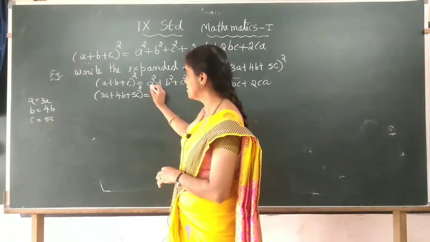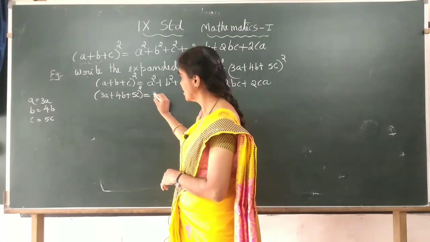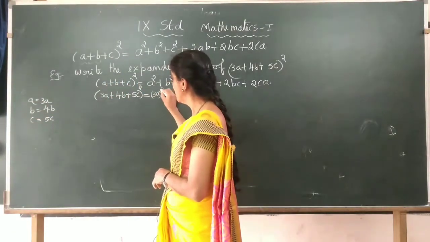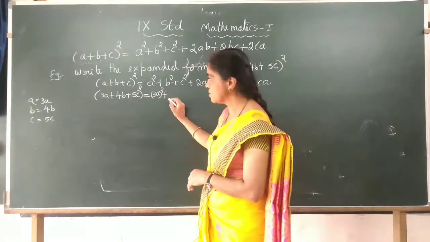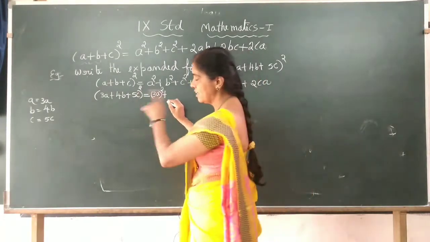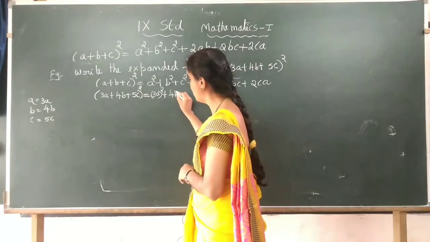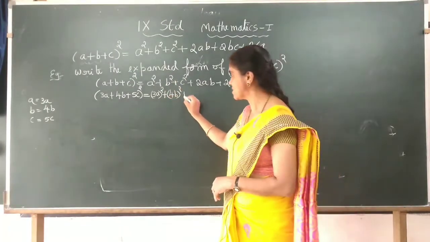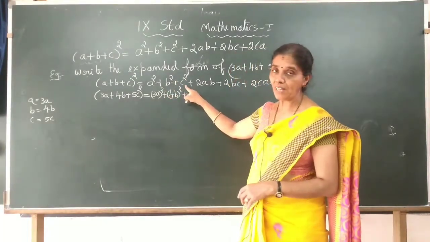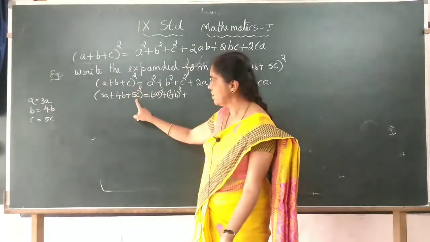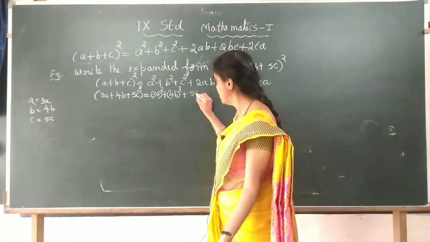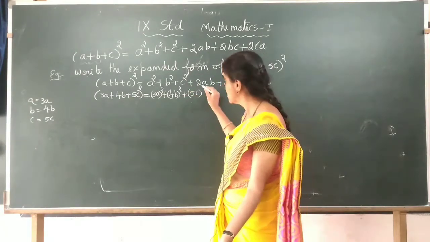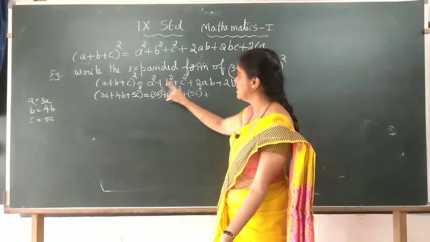Now the first term is A square. Don't write A square, you have to write 3A whole square, then plus sign, next B square. In place of B we have 4B, so 4B square. Then plus sign again, then C square. In place of C we have 5C. Because there are two terms, I am using a bracket: 5C together, square. So all three squares are written.